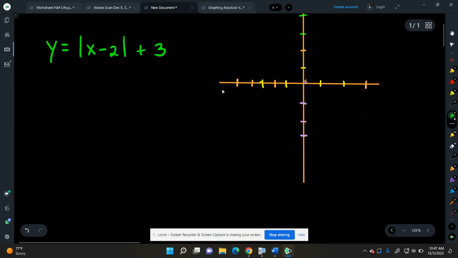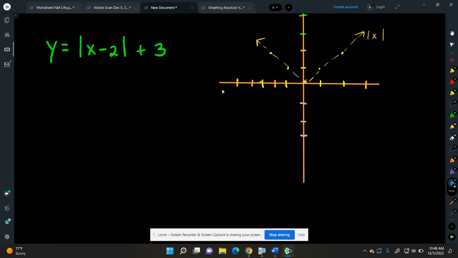Okay, so I'm going to start by sketching in my basic absolute value. So here's my absolute value of x. Okay, what do you want to do first now? Right 2. Why am I going to the right 2? Because it's the opposite. This is -2, and -2 inside, we do the opposite of that. So we go to the right 2.